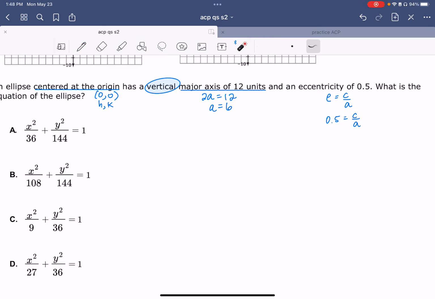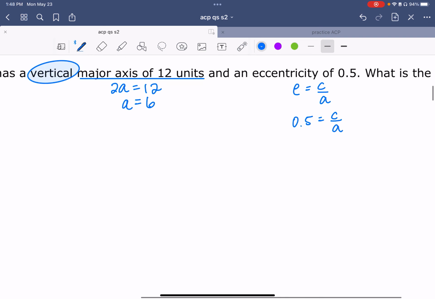Okay, now that we know that A is 6, we can plug that A into the eccentricity and we're going to be able to get C by itself. So that would be 0.5 is equal to C over 6, in which case you would multiply both sides by 6 so that these can cancel out. And then 6 times 1/2 is 3.